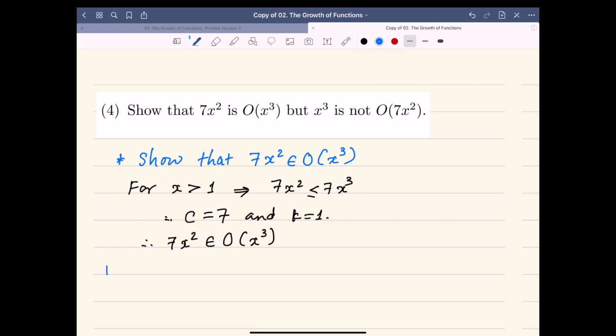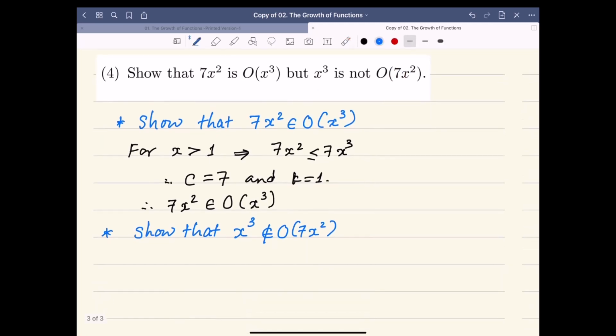Now to prove the reverse is not true, show that x raised to power 3 does not belong to big O of 7x squared. Remember that for inside order, we should not have a constant 7. But just to demonstrate the idea of how to prove that a function is not a member of big O of another function, it is included here. We will prove this statement by contradiction.